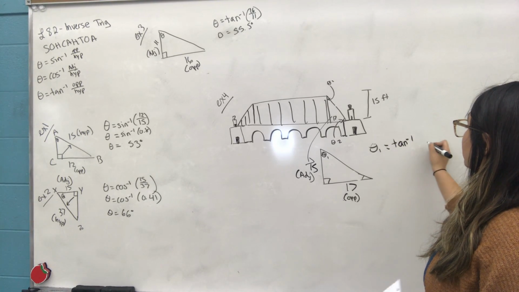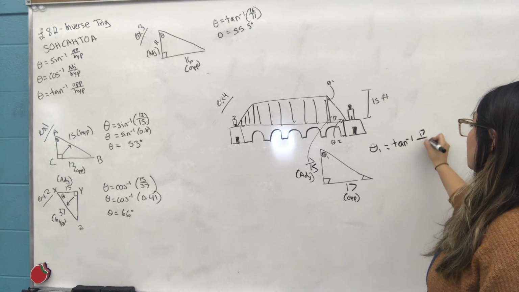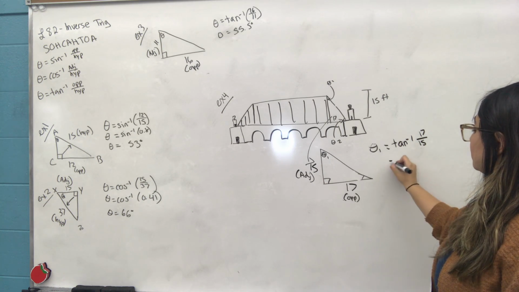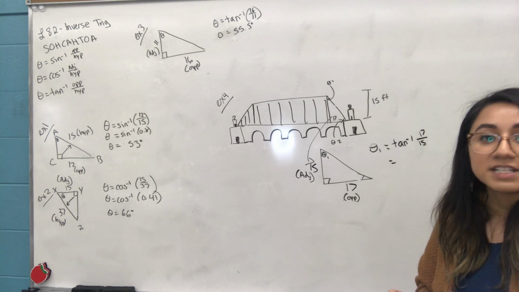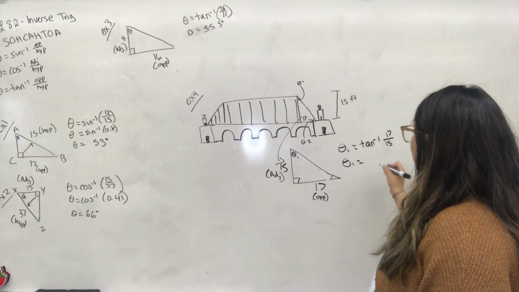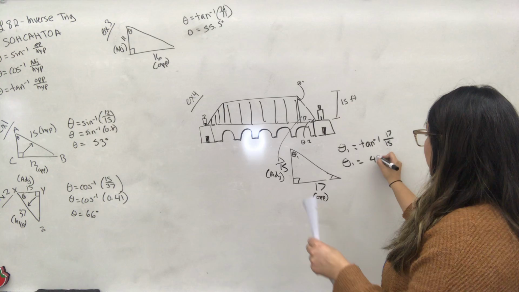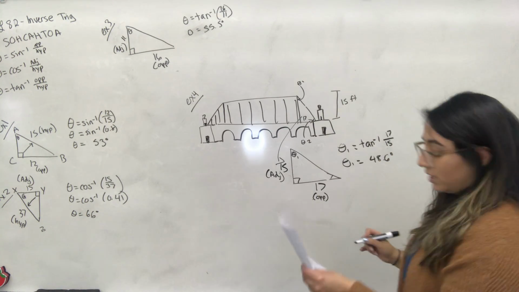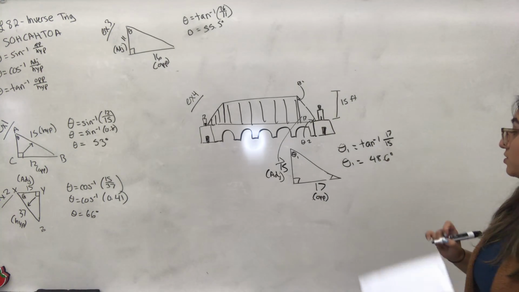So the inverse tangent of opposite, which is 17, over adjacent, which is 15. Then you put it in decimal form and divide. You'll end up with about 48, and it says round to the tenths, so 48.6. That's for the first theta.